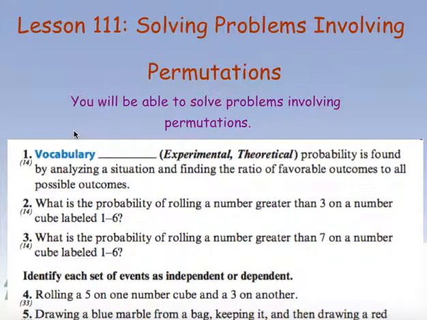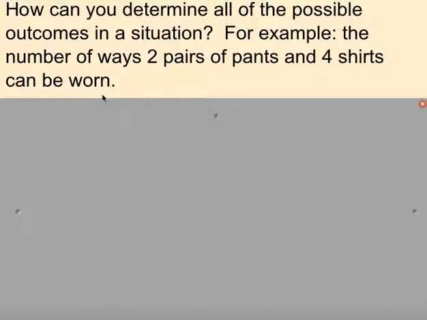Algebra 1, Lesson 111, we are solving problems involving permutations. So we're going to be able to do a little bit of probability, a little bit of combinations with these permutations. So how can you determine all of the possible outcomes in a situation? Well, we have some simple ways.